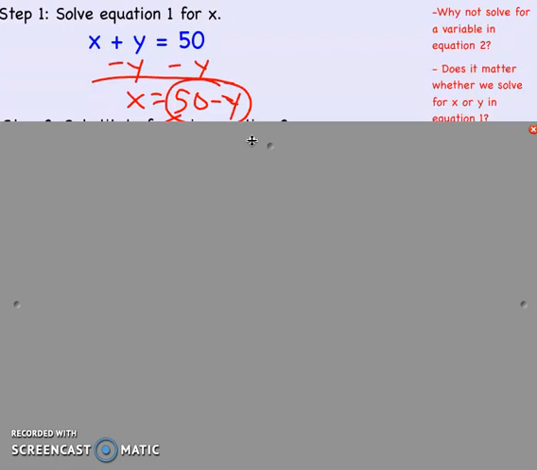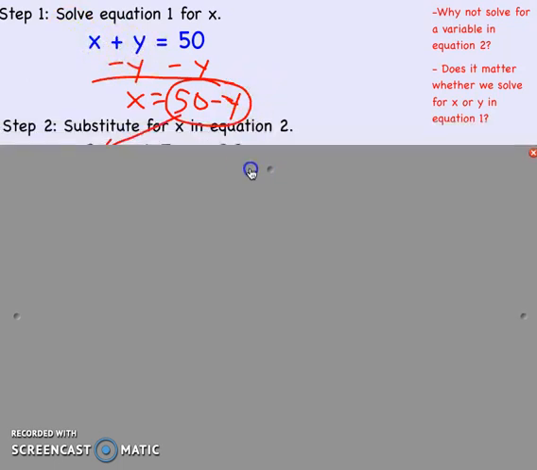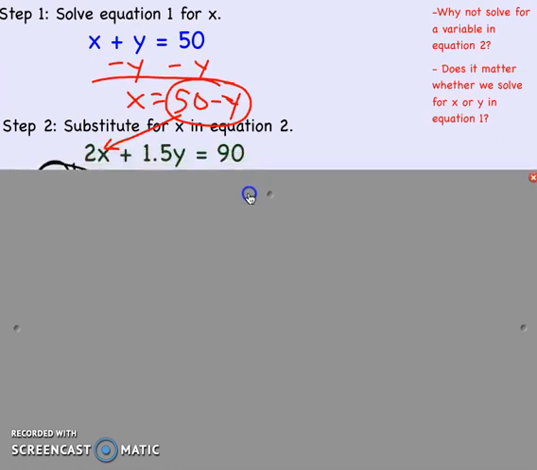I could have solved for y. It wouldn't have made a difference. I could have solved my second equation for x or y, but this one was easier because these coefficients were 1. So from here I move to my step 2. I'm going to substitute for x in equation 2. I'm literally taking what x is equal to from equation 1. It's equal to the expression 50 minus y, and I'm substituting that into equation 2.